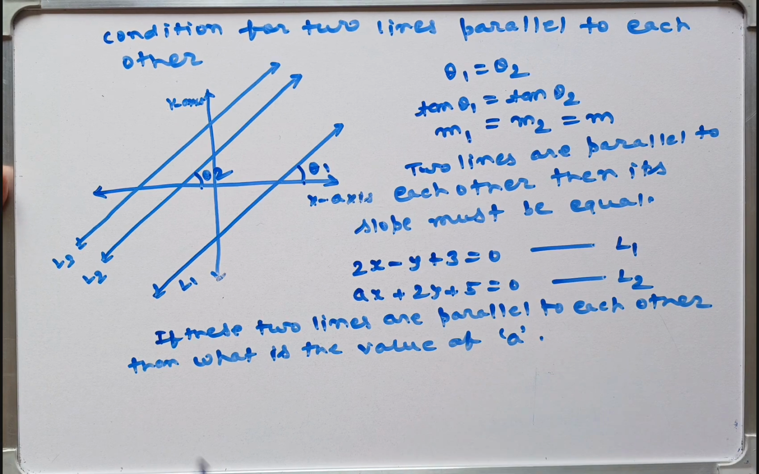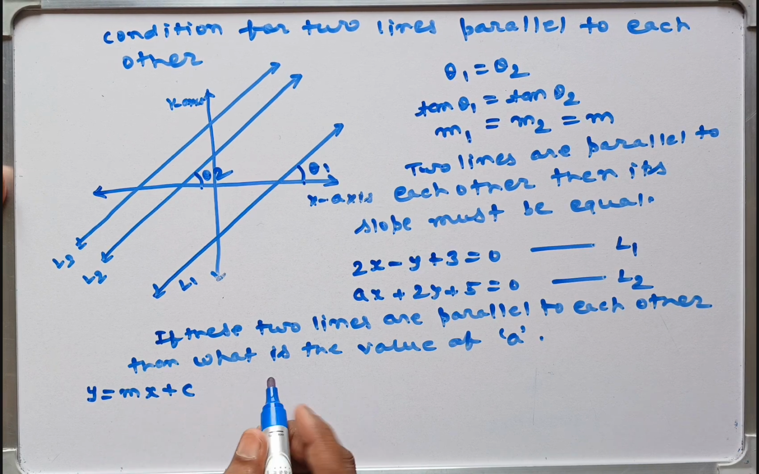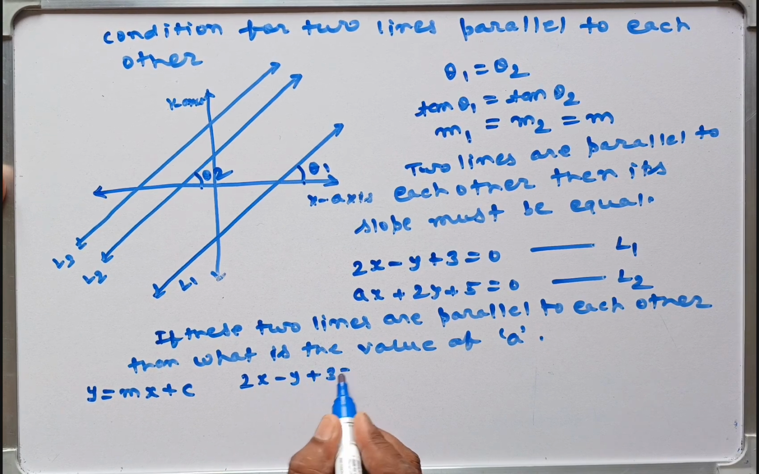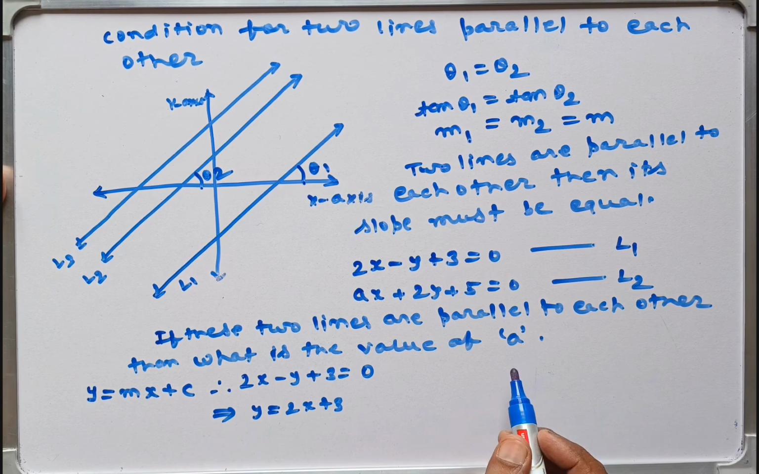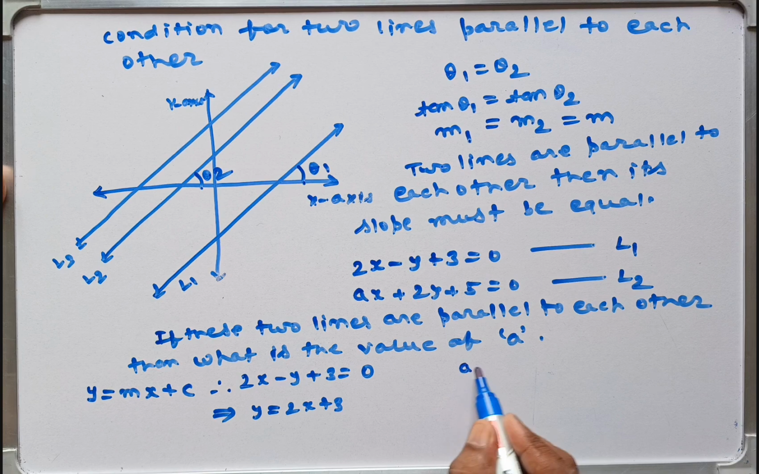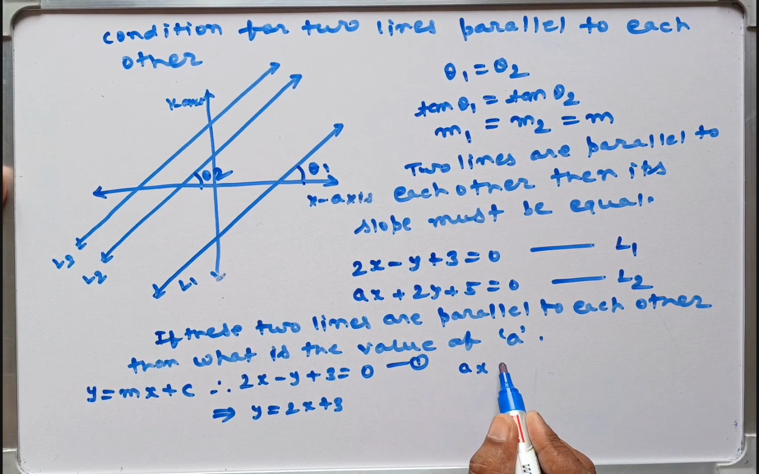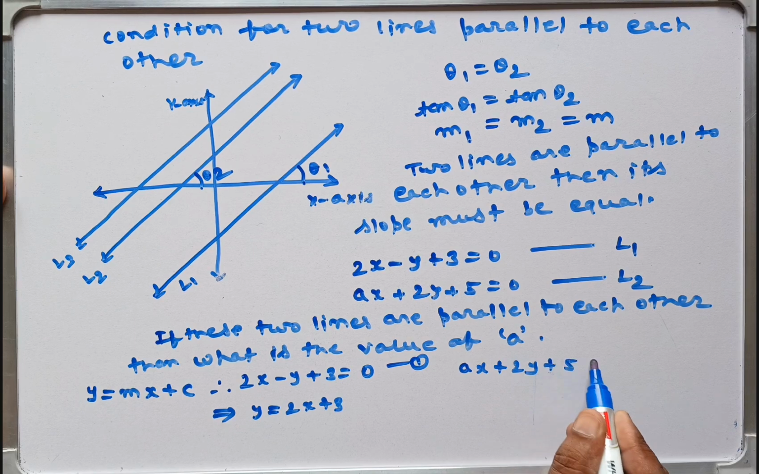So guys, you know the general equation of a straight line is y equal to mx plus c. So what we do here is we first write the equation of the first line. You can also write it here as y equal to 2x plus 3. Okay guys, now for the second one, ax plus 2y plus 5 equal to 0.